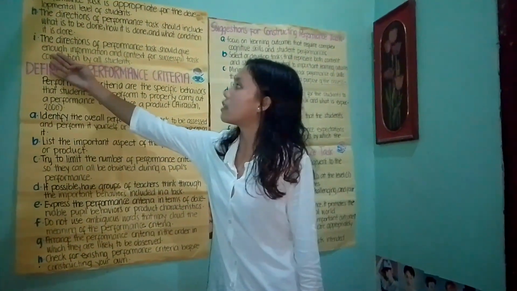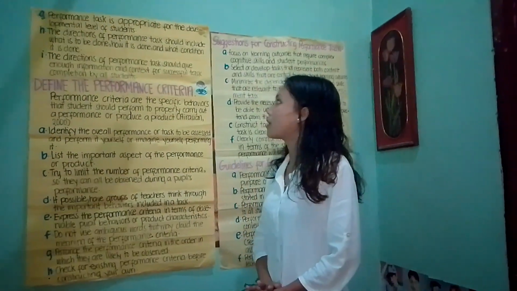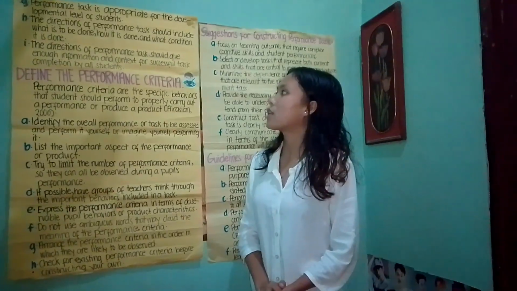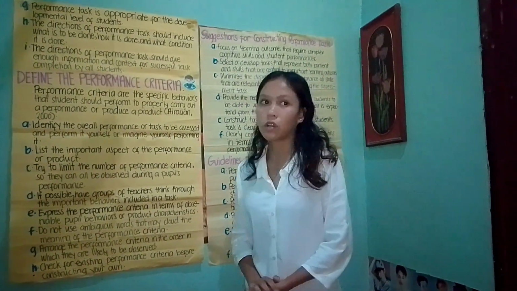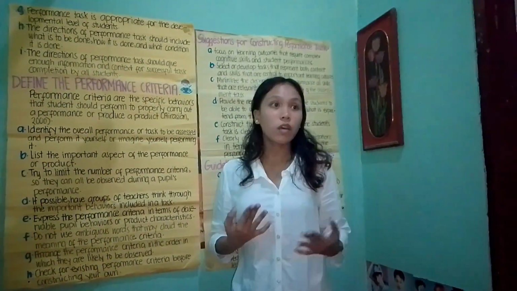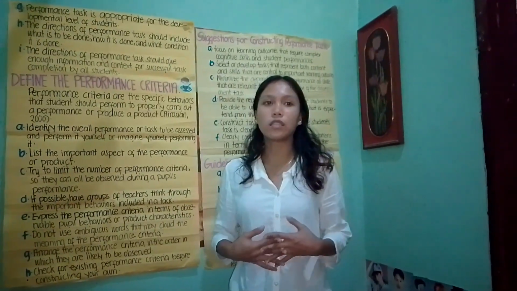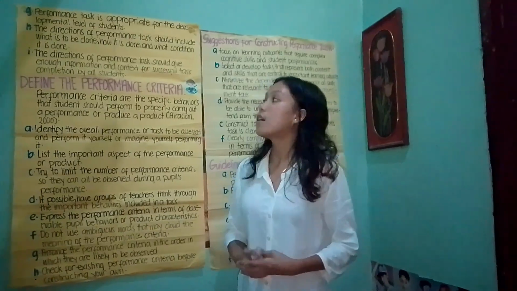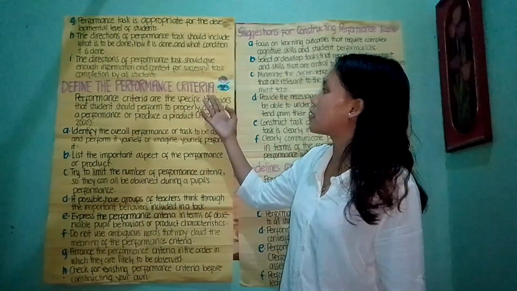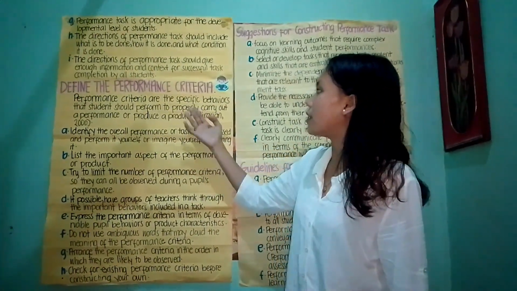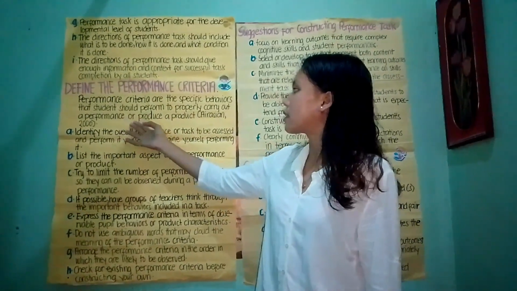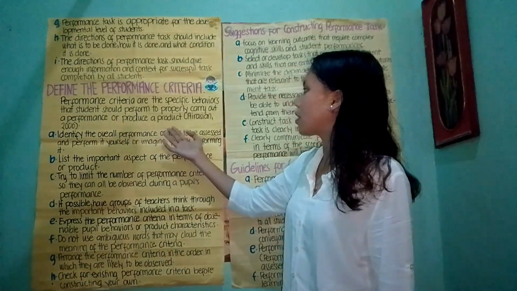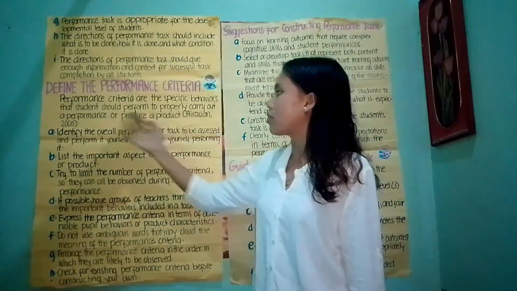And the last is letter I. The direction of performance task should give enough information and context for successful task completion by all students. So, the direction should provide all the necessary information for students to successfully complete the task. Define the performance criteria. Performance criteria are the specific behaviors that students should perform to properly carry out a performance or produce a product. Erashan 2000.